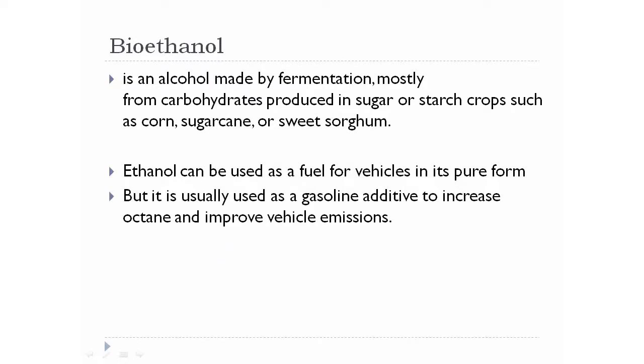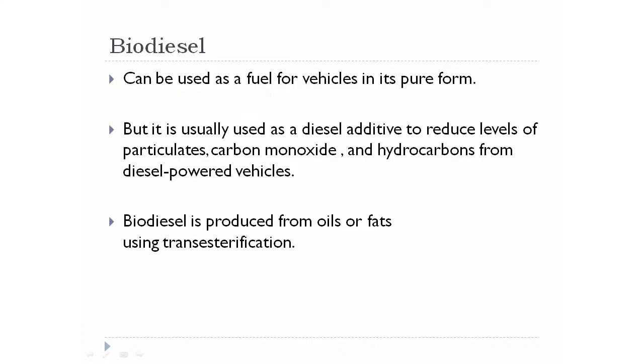The other biofuels, there are several biofuels. The first one is bioethanol. It's an alcohol made by fermentation, mostly from carbohydrates, produced in sugar or starch crops. The plantation is, for example, corn, sugarcane, or sorghum. Ethanol can be used as fuel in its pure form, but most of the time we use it as a gasoline additive.